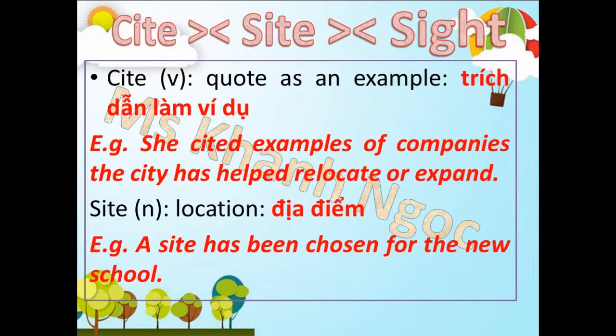Second pair is actually sight and sight. Three words here. Cite, quote, as an example: she cited examples of companies the city has helped relocate or expand. Site means location, S-I-T-E. Example, a site has been chosen for the new school.